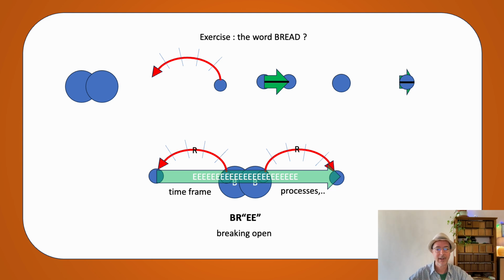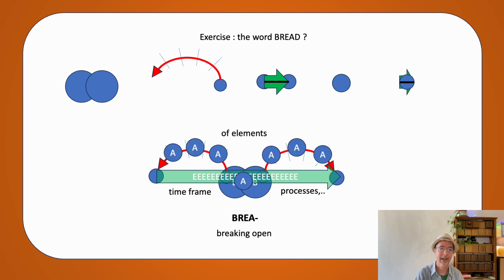So Bray is looking at the whole frame. From where to where is this breaking open? Until here it's quite easy. And because the A is there, it is breaking open of what? What is it? So you look at the elements. So the elements are given attention.